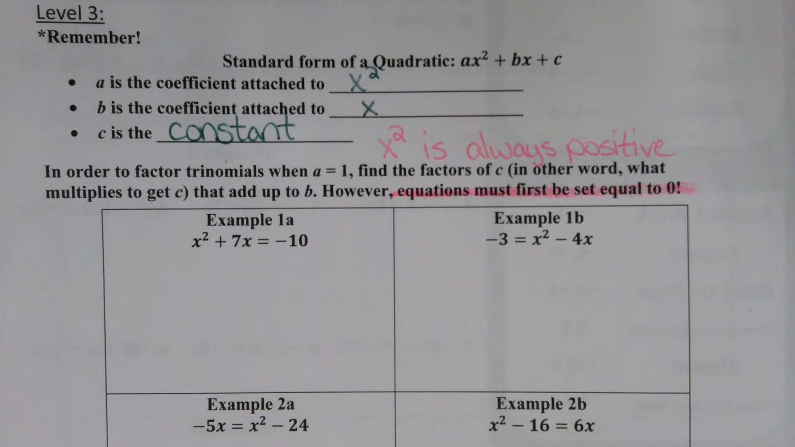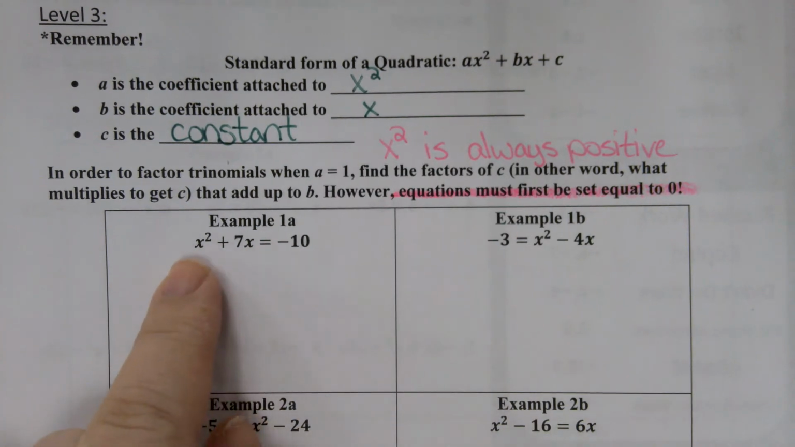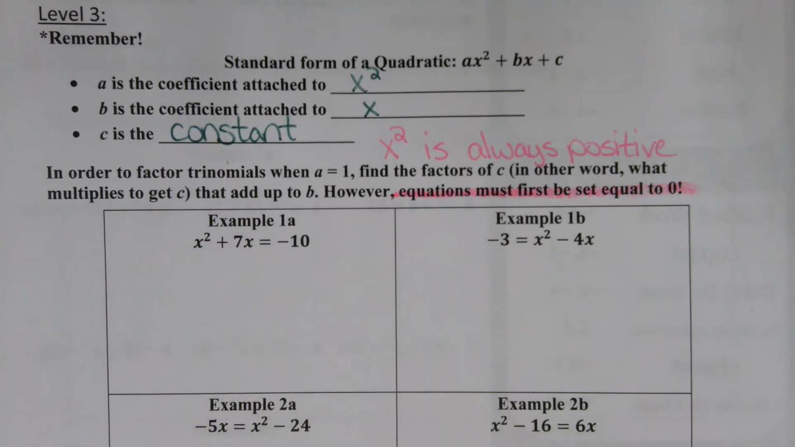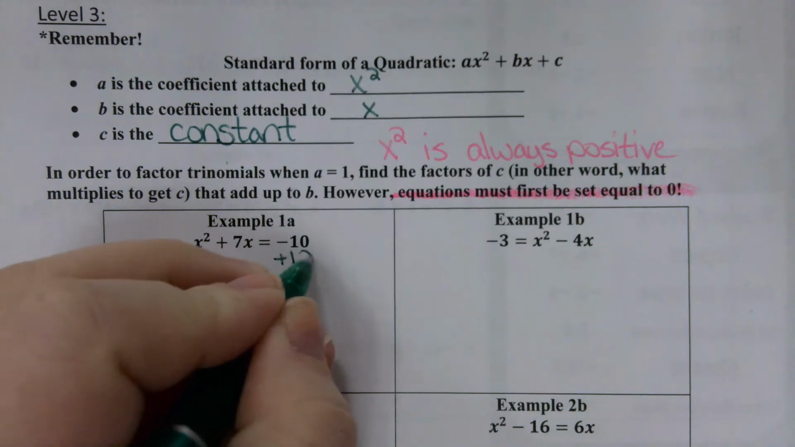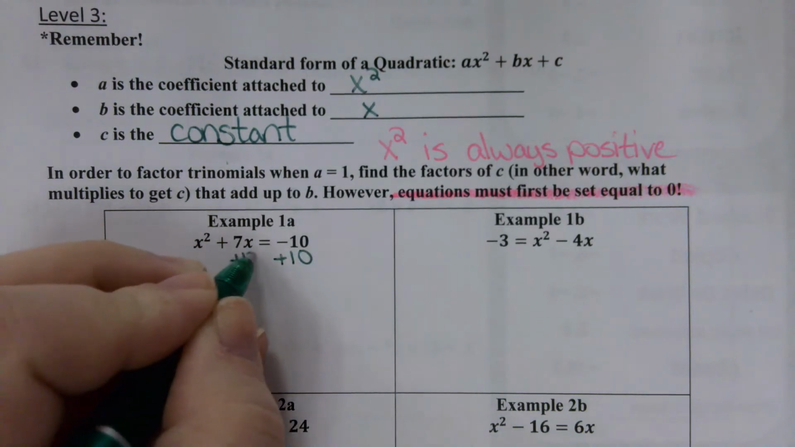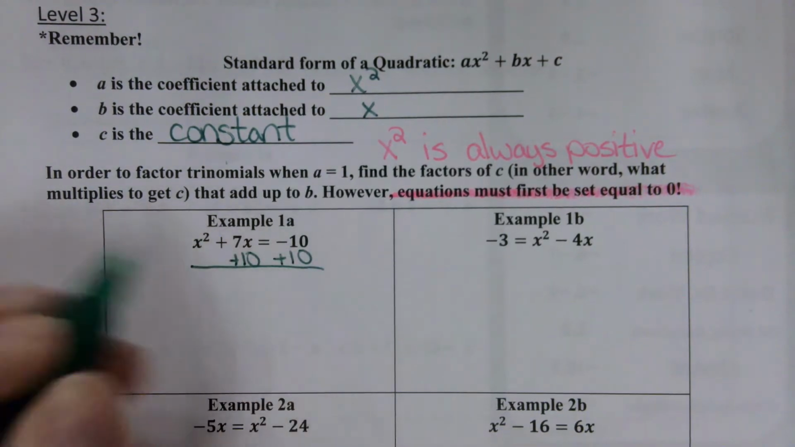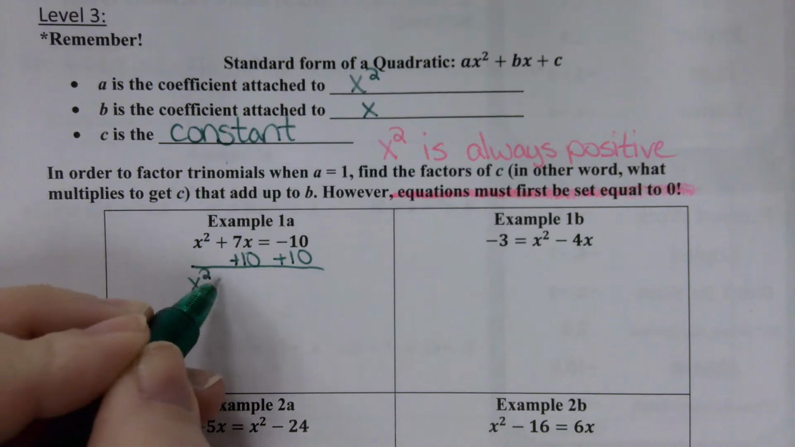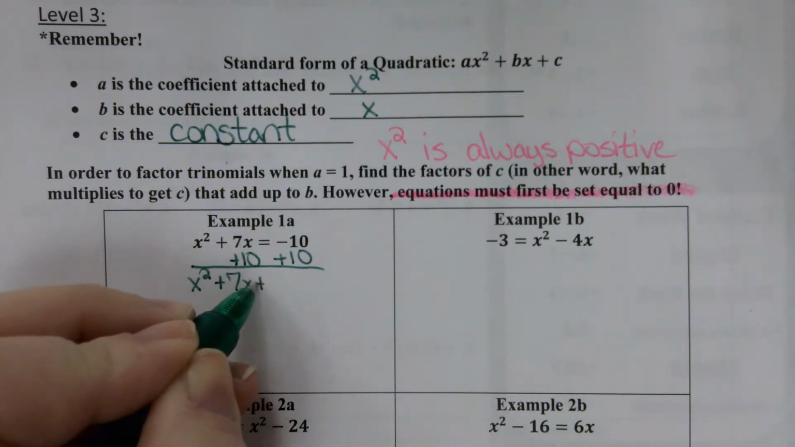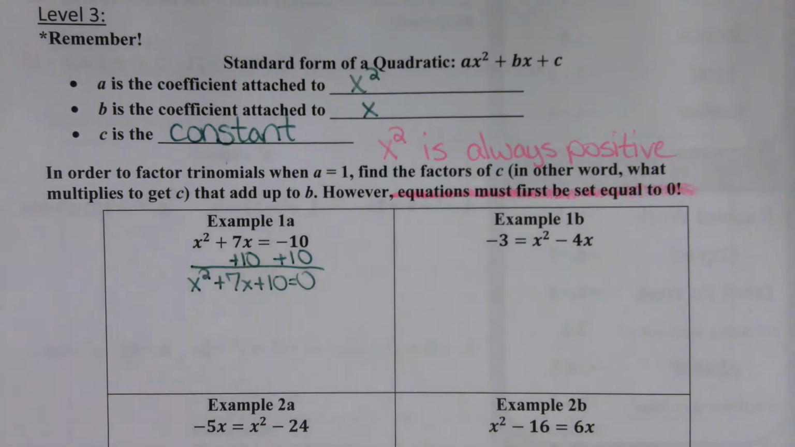what. So when I set off to solve example 1a to make it equal 0, x squared is already positive, so I want to make sure I leave that exactly where it is. And instead, I will add 10 to both sides, giving me x squared plus 7x plus 10 equals 0. Now that my equation is set equal to 0, I can start factoring.